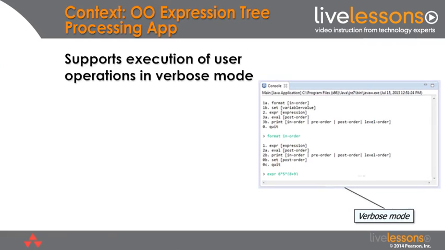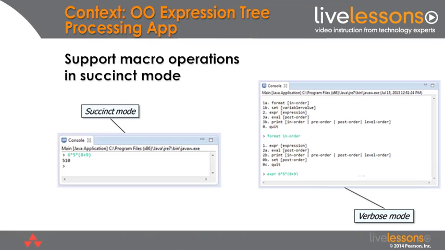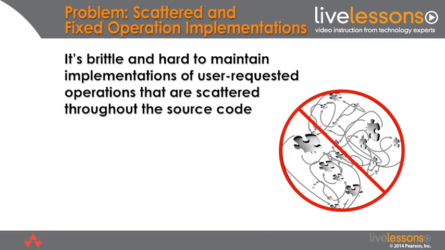way. Let's talk about why we might need this pattern in the expression tree processing app. We'd like to find some way to be able to support the execution of user operations in verbose mode, where users are actually typing operations directly in either through a command line or entering them by clicking buttons in a graphical user interface. And we'd also like to be able to provide a way of supporting so-called macro operations in succinct mode. Succinct mode is much more just like a very simple calculator interface where you type an expression in and a result comes back to you. In both cases, we need to have some way of being able to let users enter operations into the system properly.